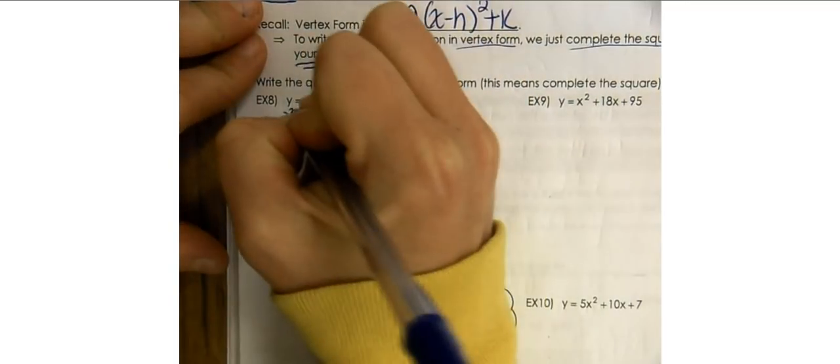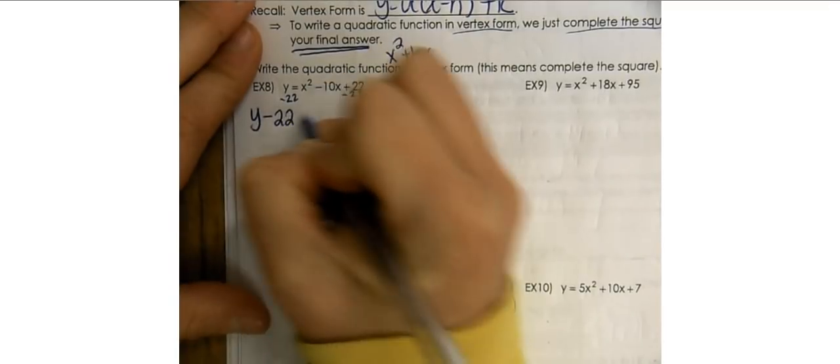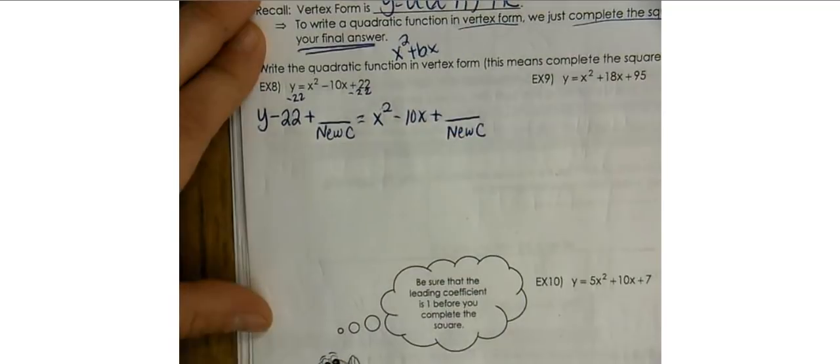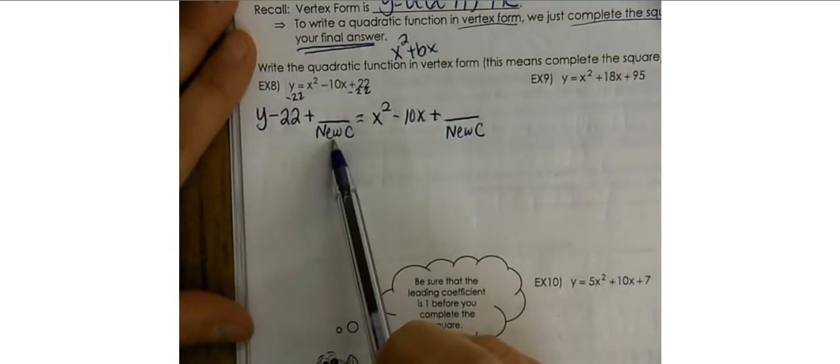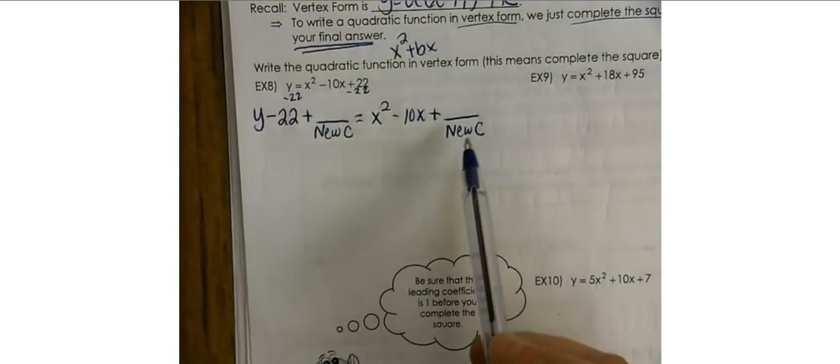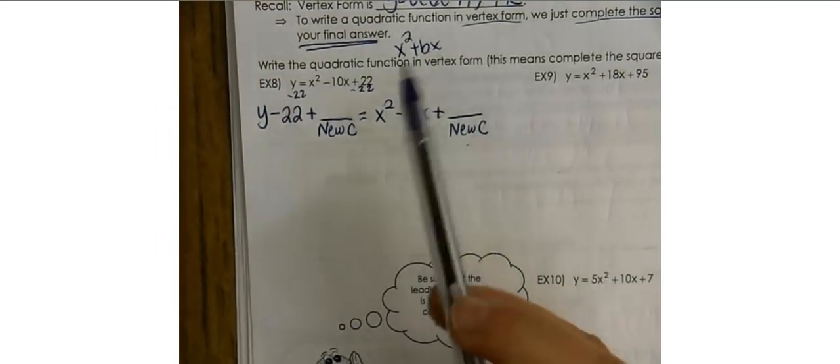So I'm going to write this as y, and I'm going to subtract 22 on both sides. So I'm going to write y minus 22 plus space for a new c value, equals x squared minus 10x plus space for my new c value. The reason why I have my new c value on each side is because whatever you add to one side of an equation, you have to add to the other side.